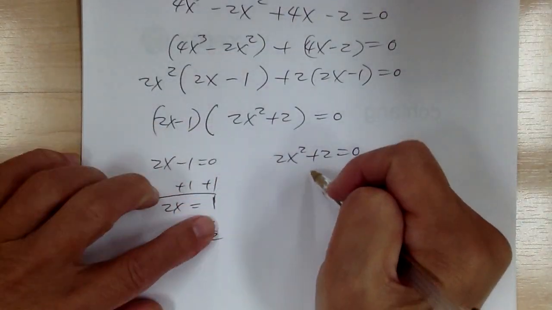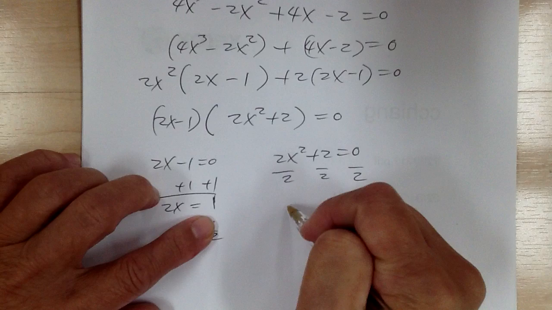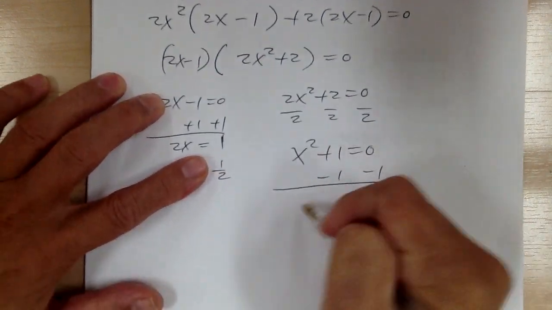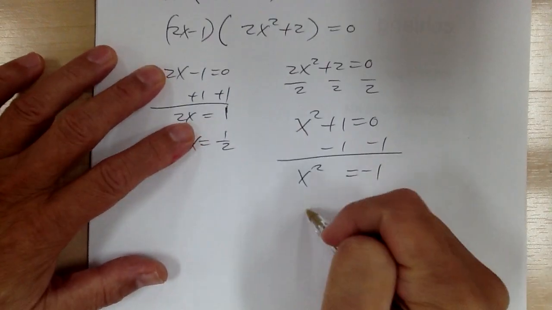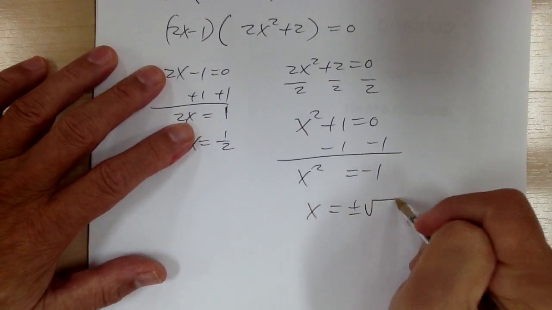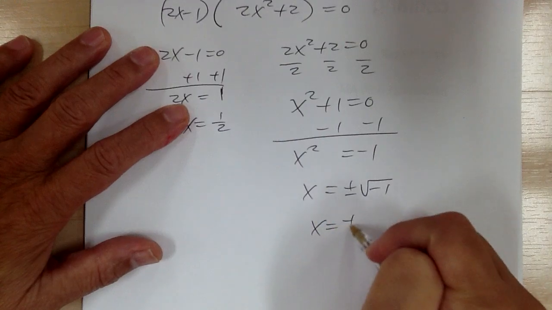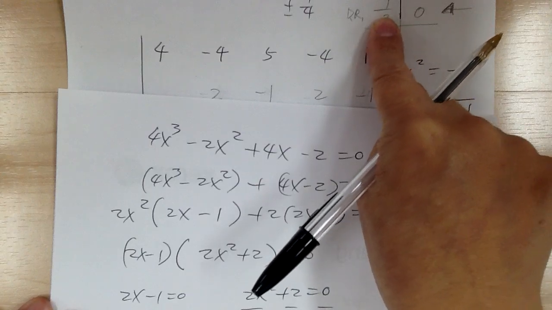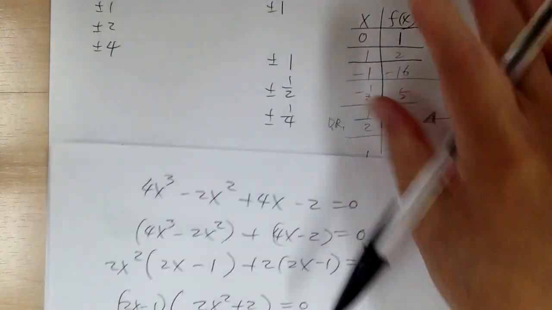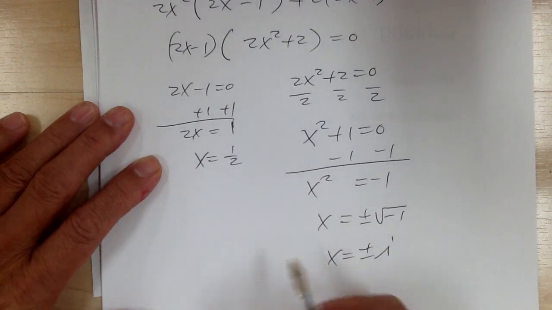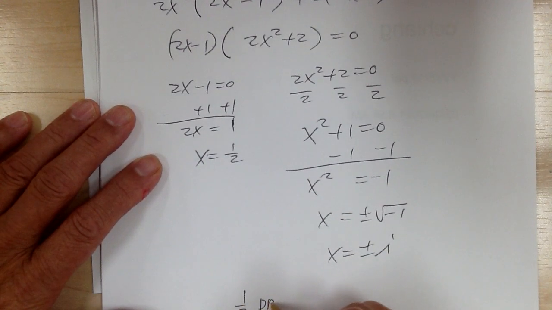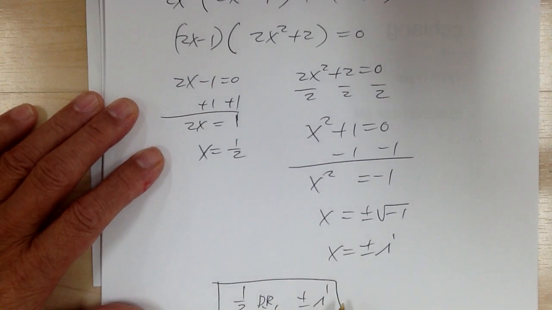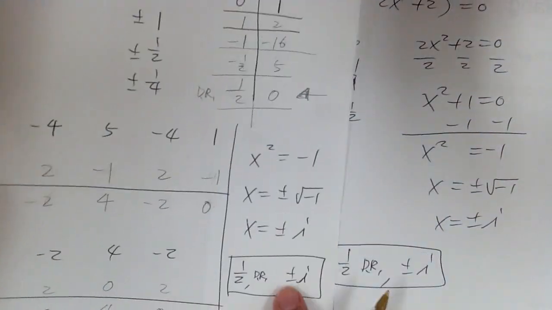And to solve the other, you can divide by 2. So you got x squared plus 1 equal to 0, minus 1, so you got x squared equal to -1. So x equal to plus or minus square root of -1, so x equal to plus or minus i. Okay, so from here you get 1/2, and from here you get another half. So 1/2 again is a double root, and you're going to get plus or minus i. So same answer, right? You can get the same answer.